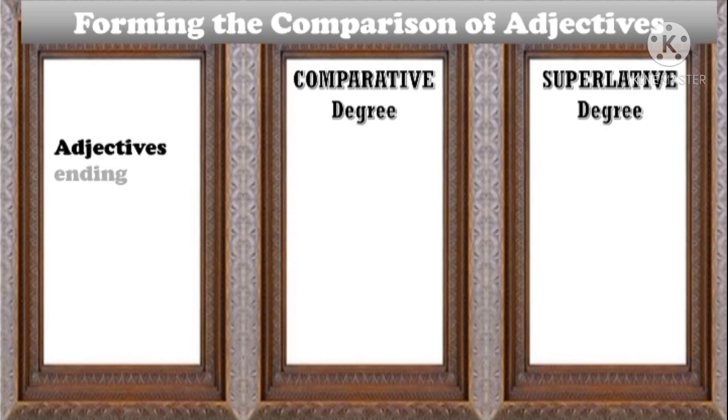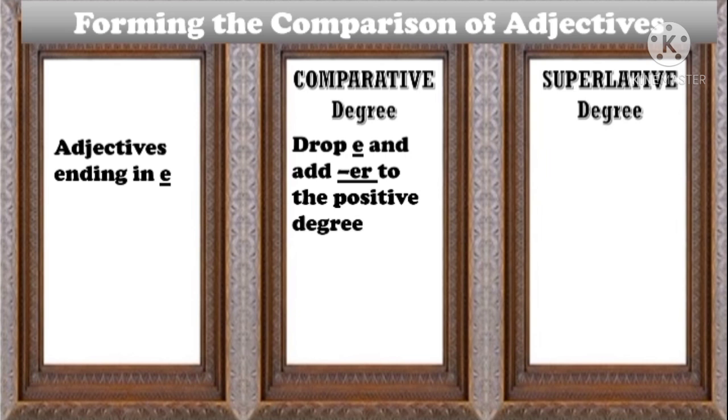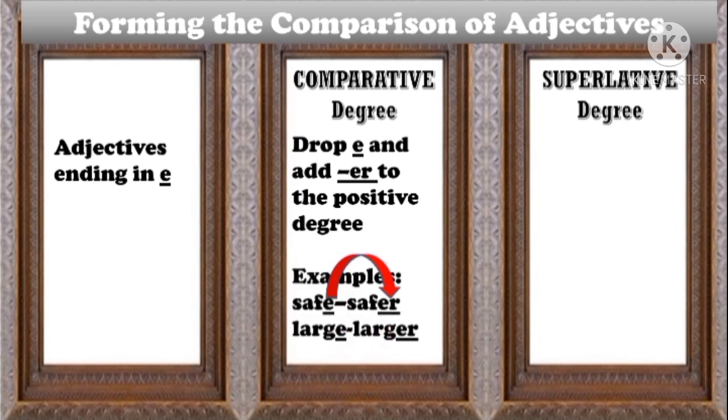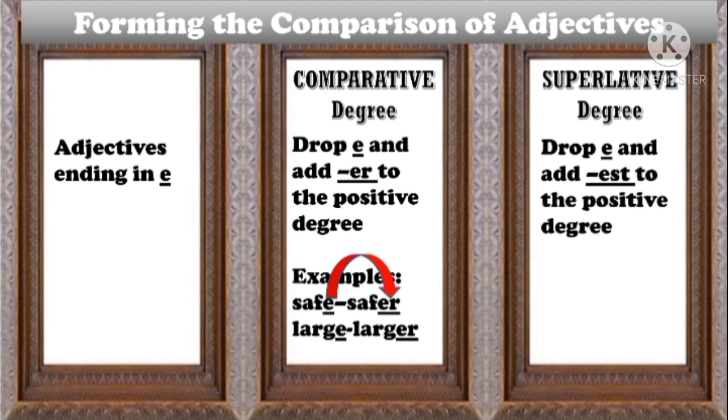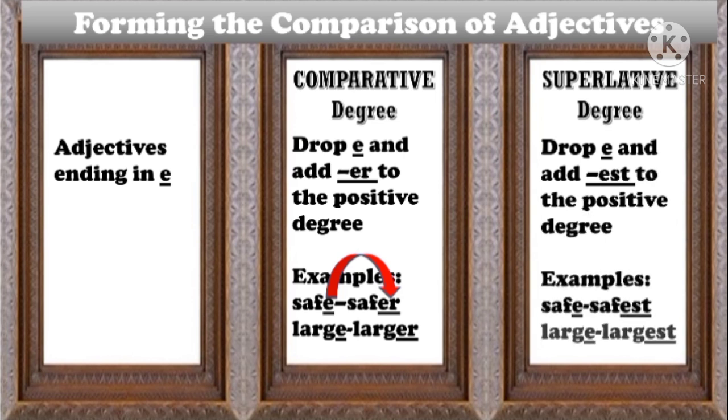Next rule: adjectives ending in e. In comparative degree, drop e and add er to the positive degree. Examples: safe becomes safer, large becomes larger. In superlative degree, drop e and add est to the positive degree. Examples: safe becomes safest, large becomes largest.